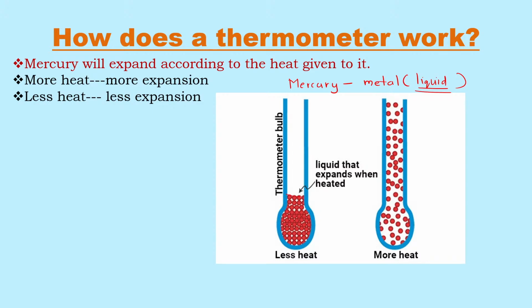So this mercury is here, liquid mercury. If you give heat, these molecules will expand. More the heat, more the expansion. Molecules are moving far away. When the molecules of mercury get heat, they are going to move away from one another.